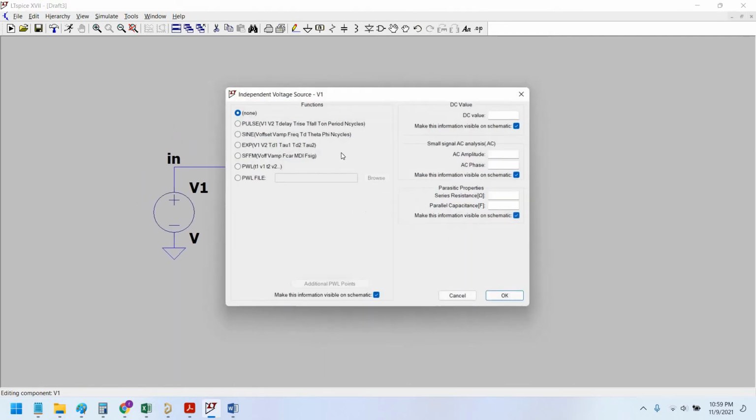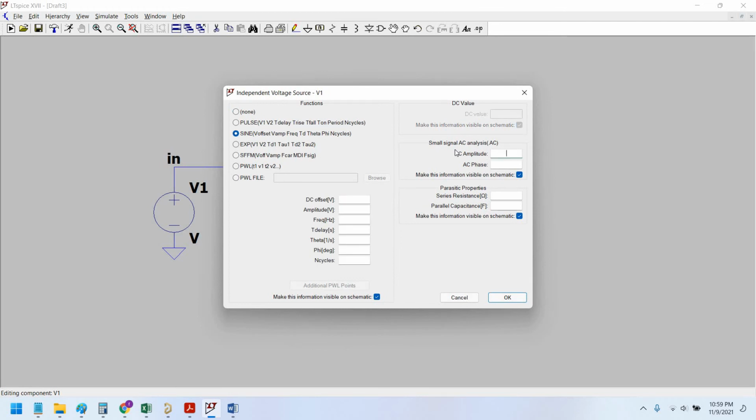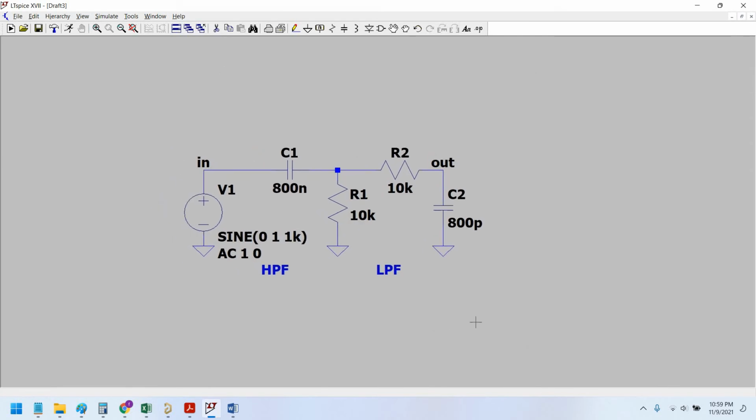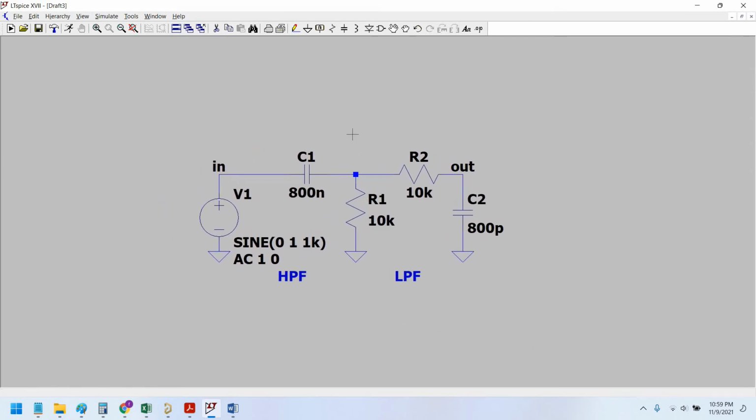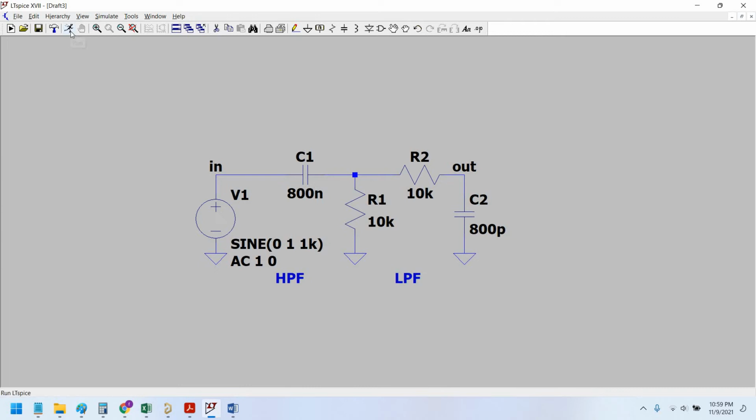Now let's set the voltage source. The voltage source is a small signal AC instance, 1 volt AC amplitude and 0 degree phase shift. Let's say it is 1 kilohertz. Okay. Now the schematic simulation is set. Now let's press the simulate button.